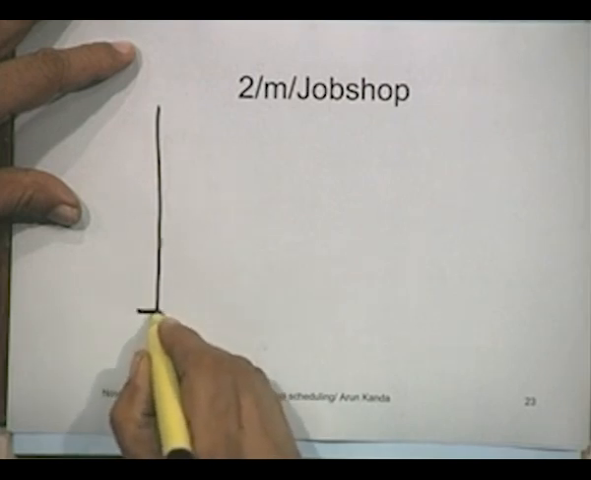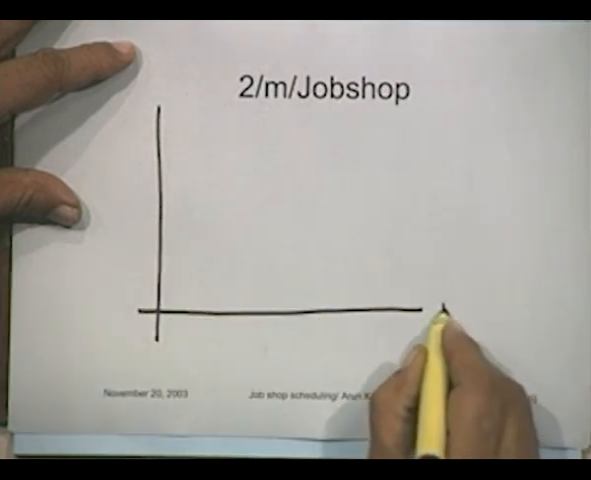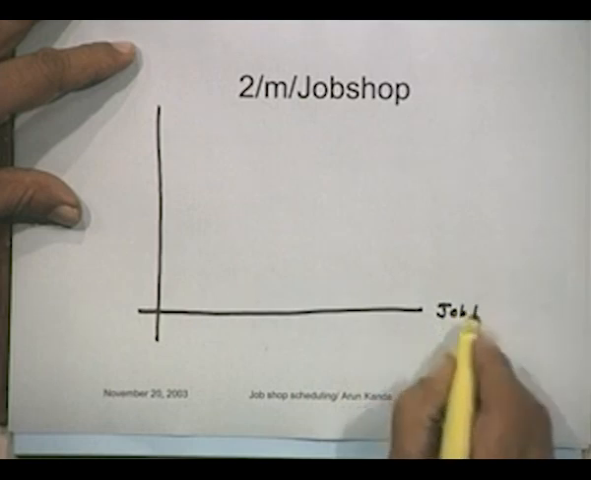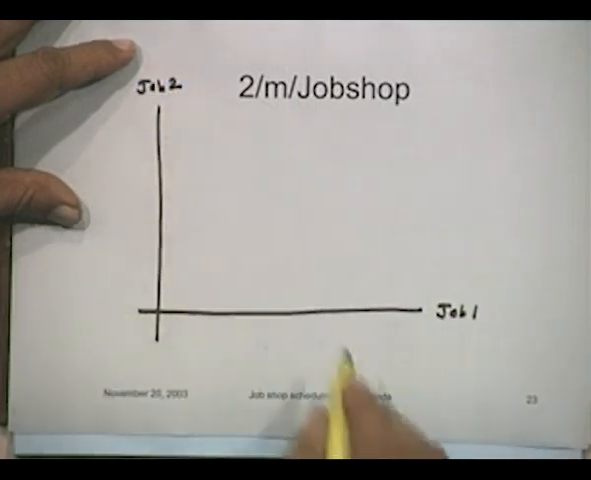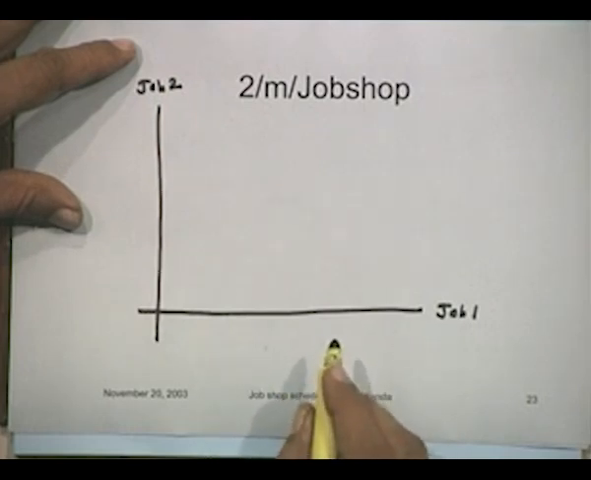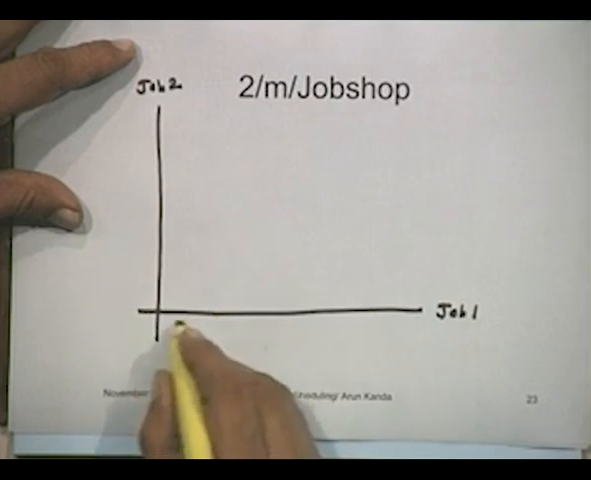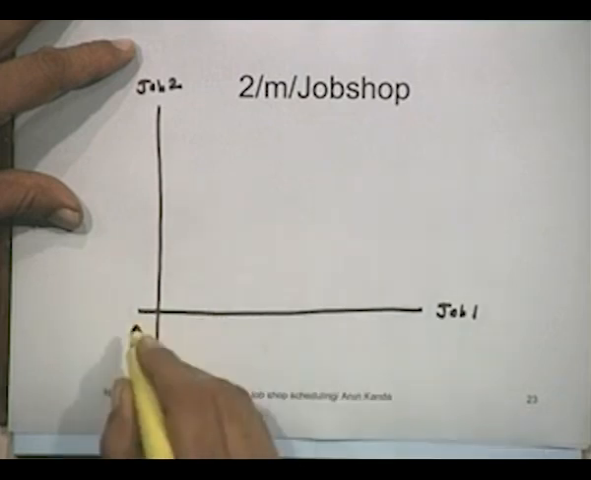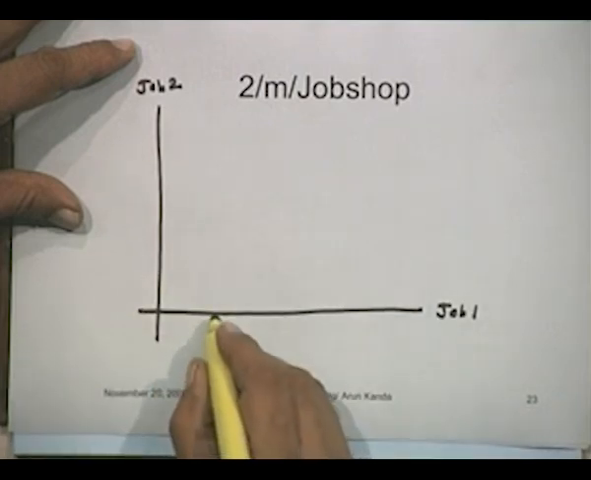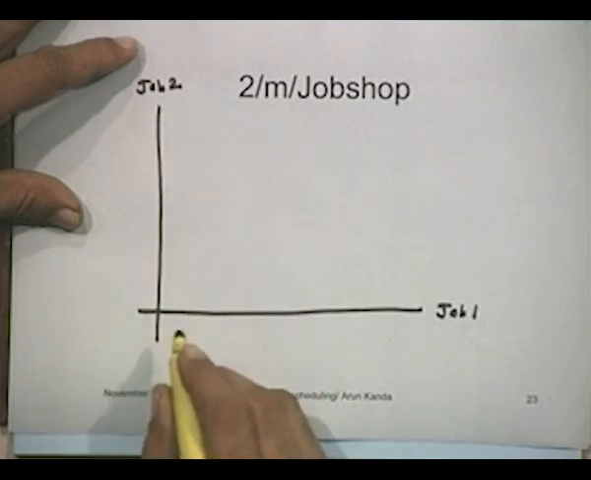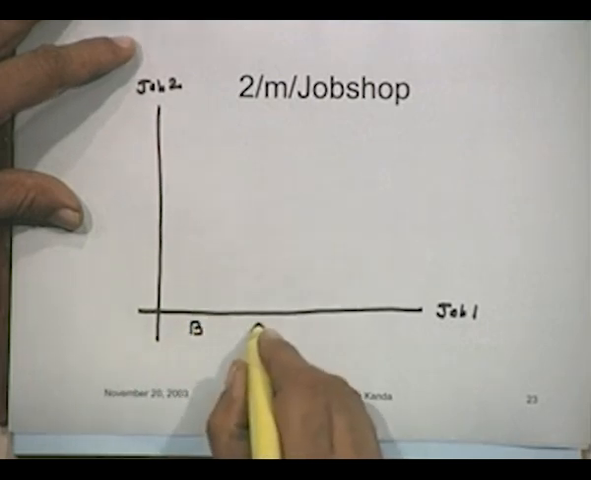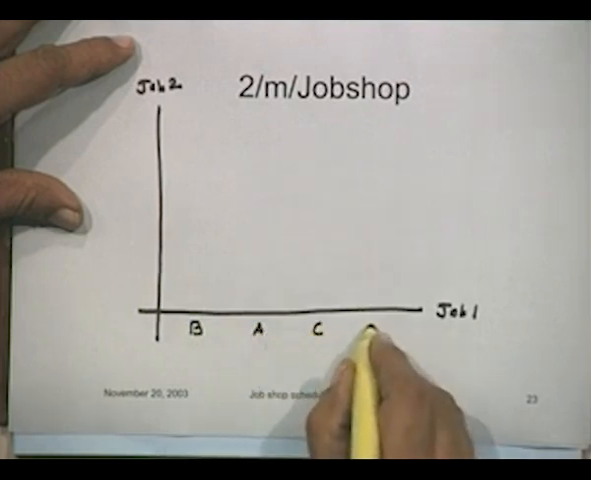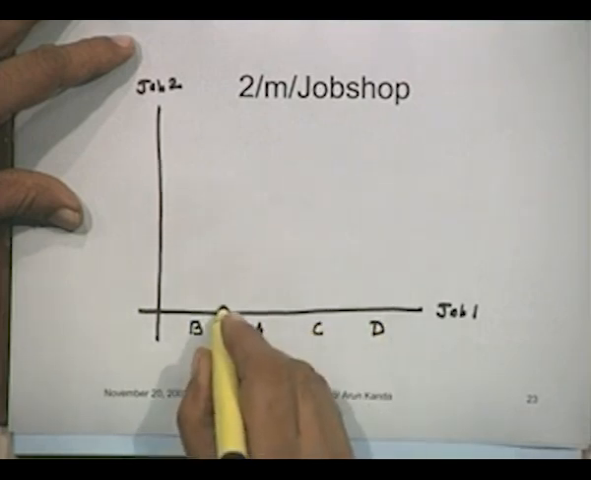the two jobs on two axes. It's a two job situation, right? So you can say job 1 and job 2 in this manner. And then what can happen is that each of these jobs can require processing on different machines, right? So you can have, for instance, suppose there are machines which are like B, A, C, D, let's put it this way.